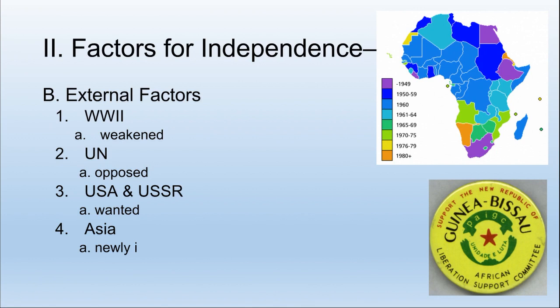And then Asia. In Asia, we see newly independent nations who are going to throw their support behind the Africans. Gandhi actually works in South Africa for a while. He's very familiar with a lot of Southern African politics. He is going to be very vocal in supporting African independence, as are many other Asian leaders. So we have World War II, the UN, America and the Soviet Union, and many nations in Asia all supporting independence. Combined with the internal factors, it's going to help lead to independence for Africa.